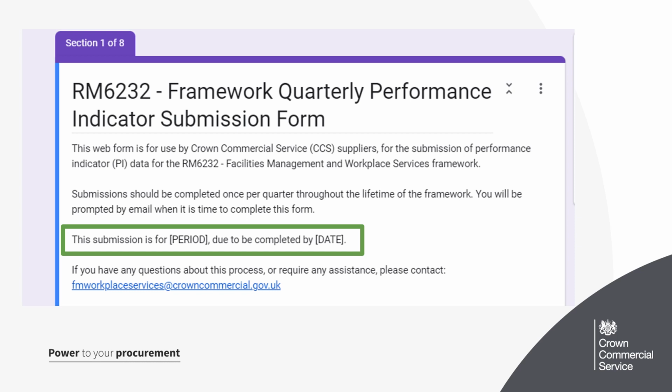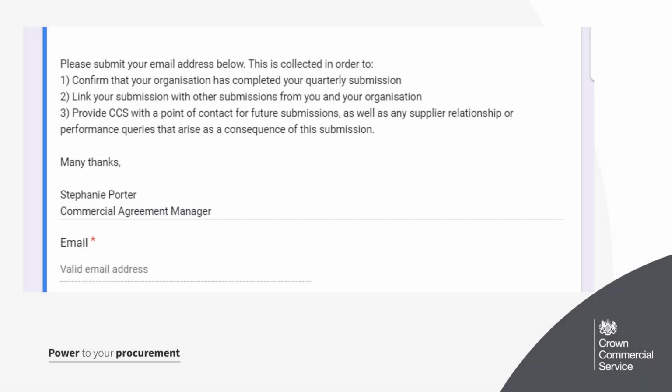In accordance to Joint Schedule 5, a minimum of 10 working days will be provided to suppliers to complete the return. Please make yourselves aware of the requirements in Joint Schedule 5 as you may need to source this information from various teams within your organisation. Also in section 1, it asks for an email address. This is to confirm your organisation, link with other submissions made by your organisation, and provide us with a point of contact just in case we have any queries in relation to the submission.